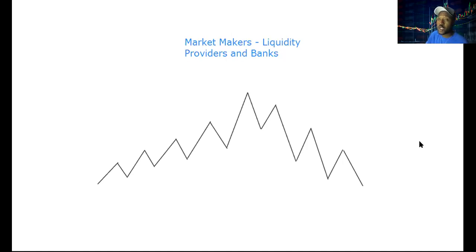So now, when the banks, the market makers, and the liquidity providers are actually moving in the market and trading in the market, what they do is they leave what's called breadcrumbs. They leave footprints in the market, and you can actually see it in the form of what we call market structure. All right, guys. So market structure is basically when the market is creating higher highs, as shown here.